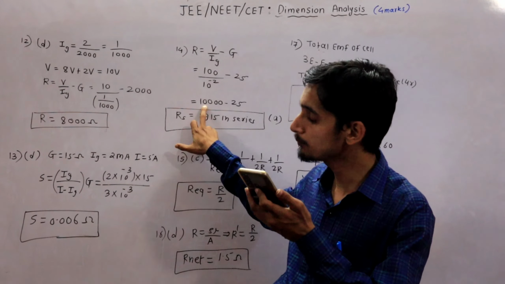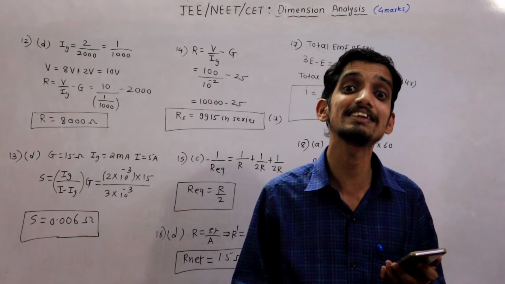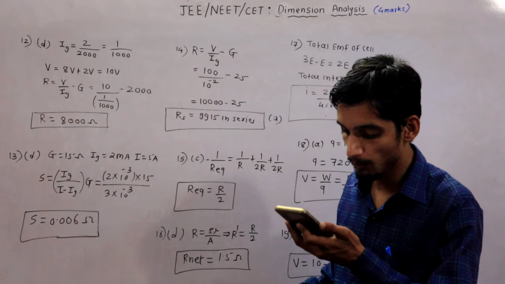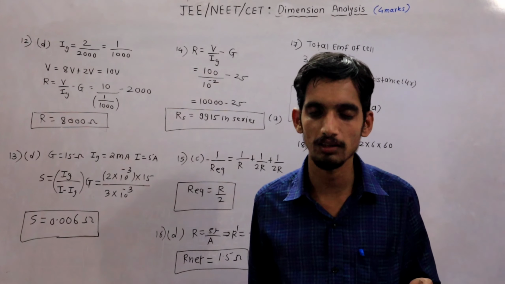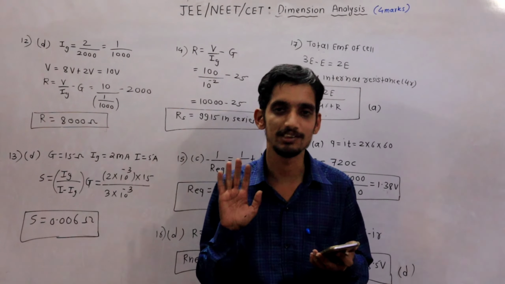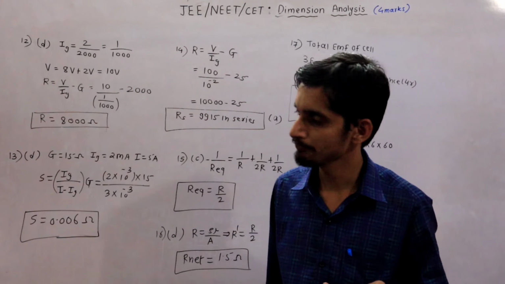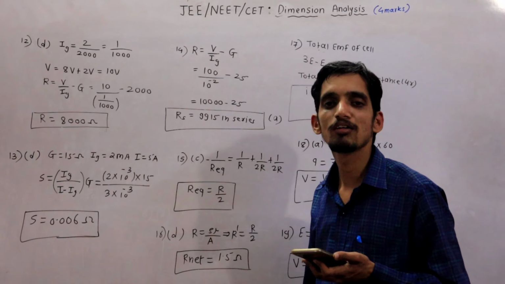In case of 14, the answer is approximately 9.97 kilo ohm, and it is always in series, because in our options they are also given in parallel. So in case of voltmeter, we want to connect the resistance in series. It should not be parallel. So option A is the correct answer for the question number 14.